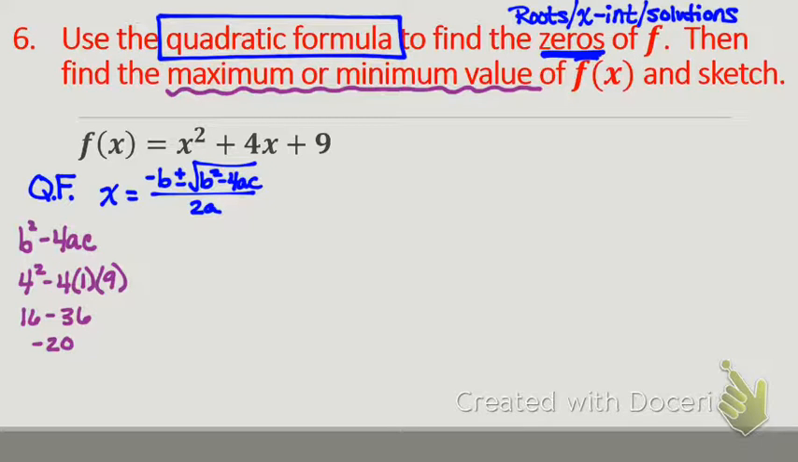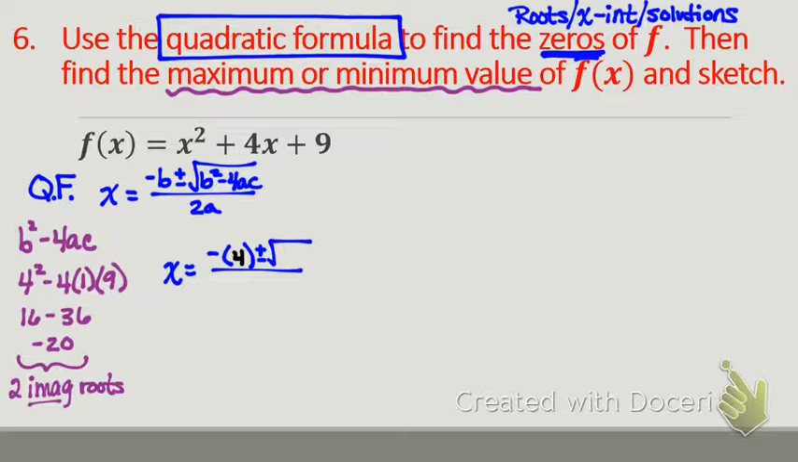So what do I know about my solutions here? Not real. We're going to have 2 imaginary roots. All right, so I have x equals negative, and then I substitute in my b value, which is 4, plus or minus the square root of negative 20 all over 2 times my a value, which is 1.